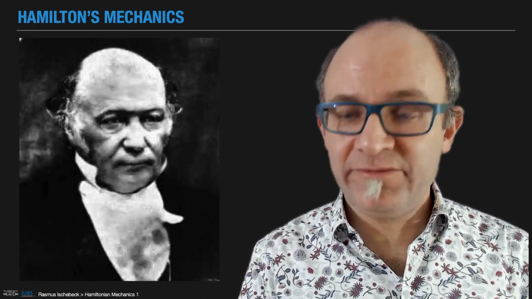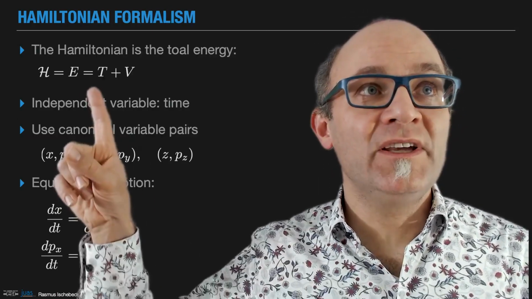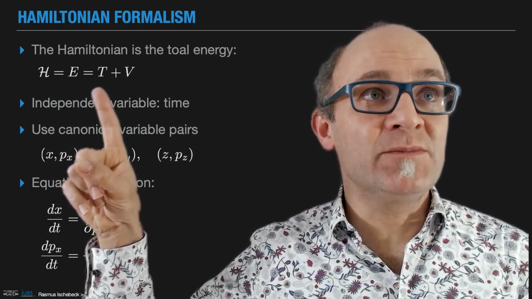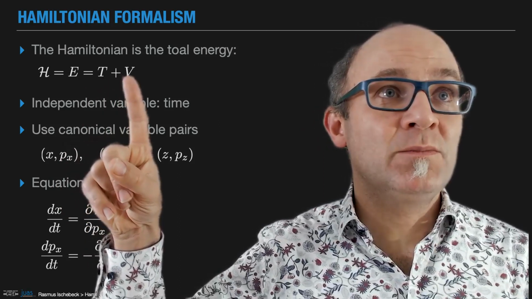We will start with a function H, which we will call the Hamiltonian. This H is simply the total energy of the system, so kinetic energy plus potential energy.